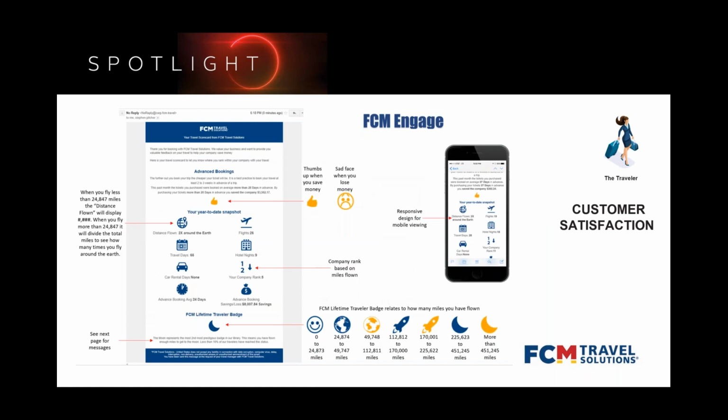I really love customer satisfaction. This is an interesting one. I'm breaking customer satisfaction down to the traveler level, the travel booker level, the travel manager/procurement level, and the C-suite. And this is based on a concept called decentralization of data.